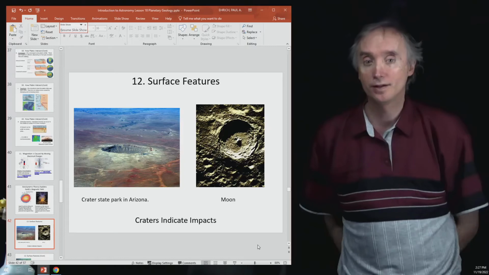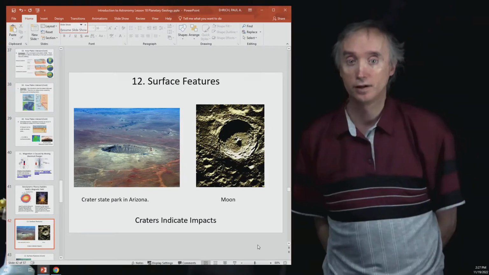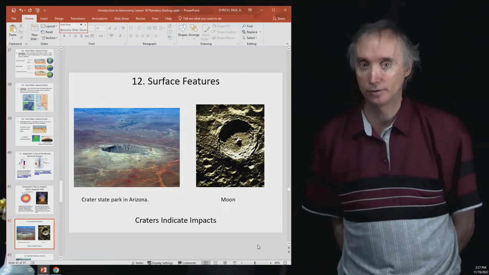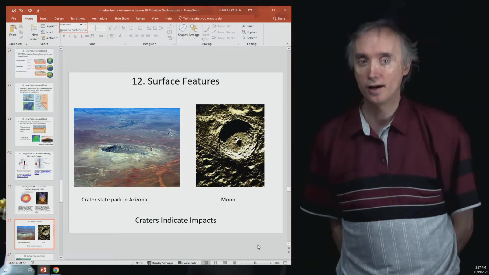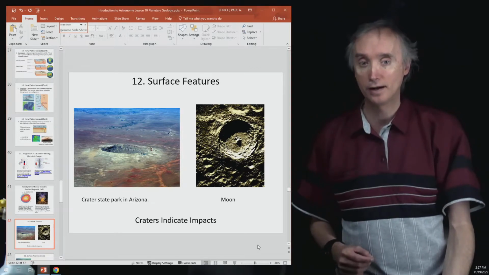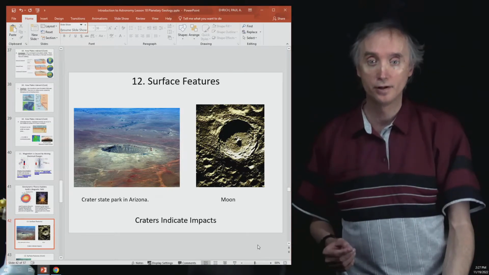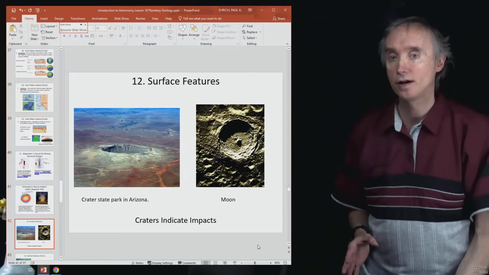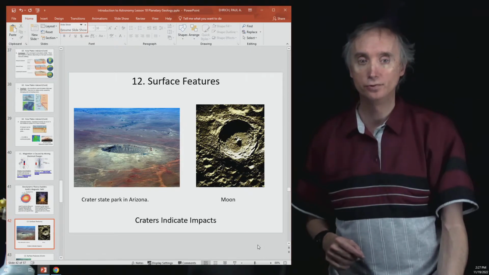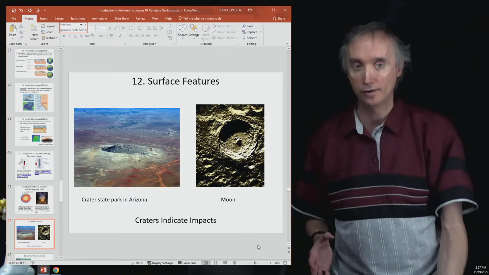So the first one is going to be a crater. When you see a crater, what does that tell you has happened? A crater means that this planet has been hit by an asteroid or a comet. An example of a crater in the United States would be Crater State Park in Arizona. And then next to it is a picture of the moon where you see an example of a crater.